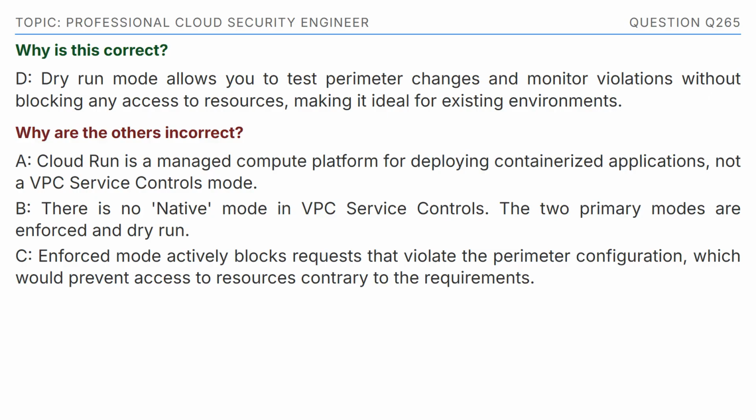Why are the others incorrect? A. Cloud Run is a managed compute platform for deploying containerized applications, not a VPC service controls mode. B. There is no native mode in VPC service controls. The two primary modes are enforced and dry run. C. Enforced mode actively blocks requests that violate the perimeter configuration, which would prevent access to resources, contrary to the requirements.